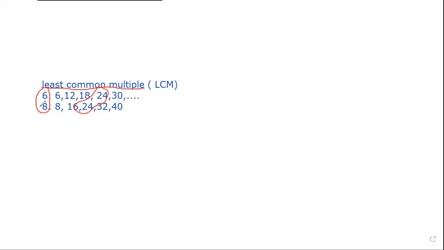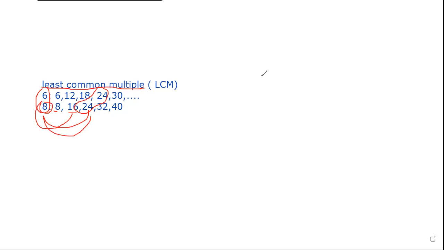Some students can do it mentally. If I give you, for example, 6 and 8, look at the greater number, 8, and ask yourself, is 6 a factor of 8? Is 8 divisible by 6? No. So I keep working on the greater number, only 8. 8 by 1, 8. 8 by 2, 16. 16 is not divisible by 6. So I continue. 8 times 3 is 24. Is 24 divisible by 6? Yes. So it is the LCM.